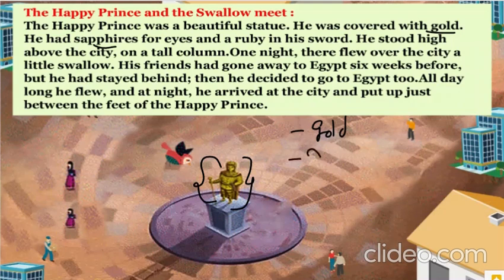Eyes are made up of sapphires. What are sapphires? Sapphires are the blue colored gems, correct? And in his sword he has a ruby. So he is covered with all expensive things. His entire statue is made up of gold, in his eyes there are sapphires, and in his sword there is a beautiful ruby. He is standing high above the city on a tall column. It's a very tall statue.